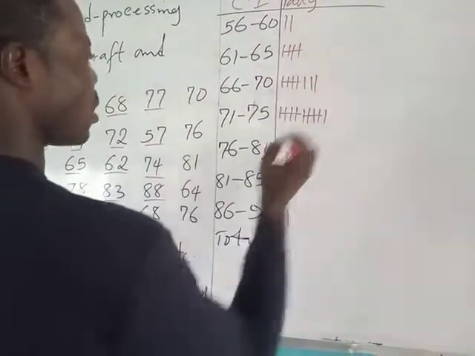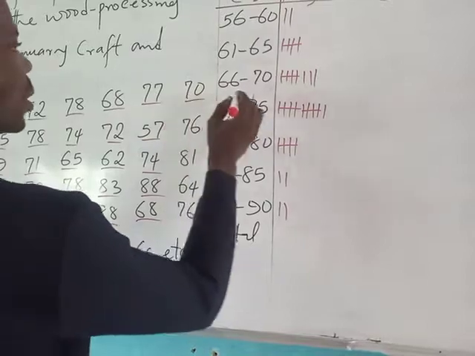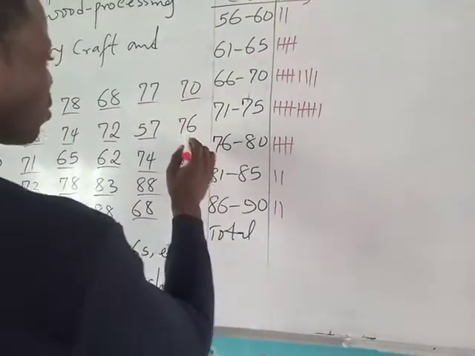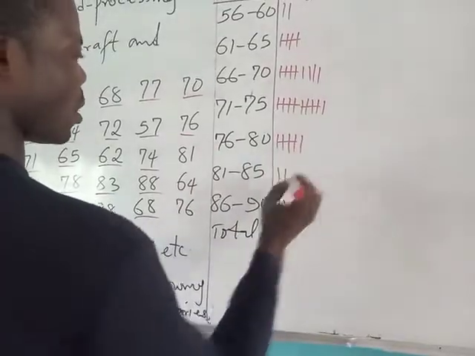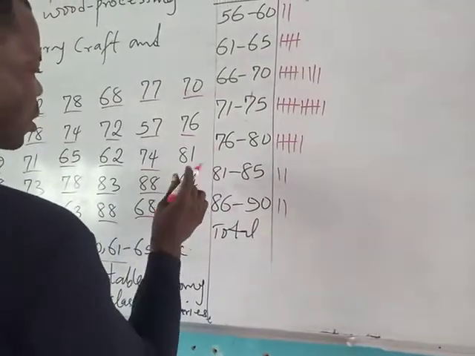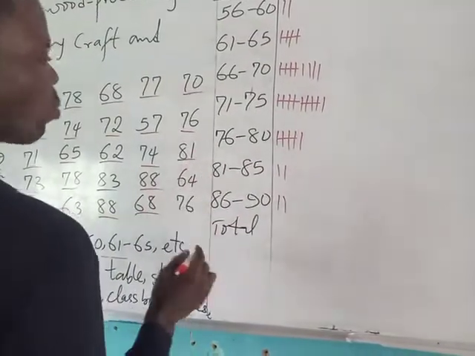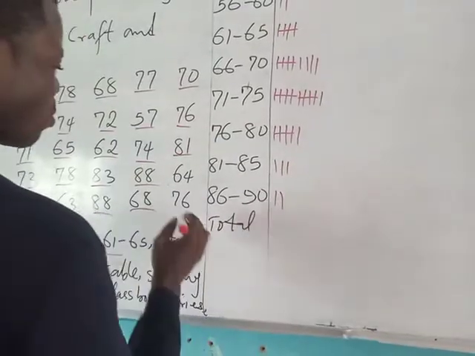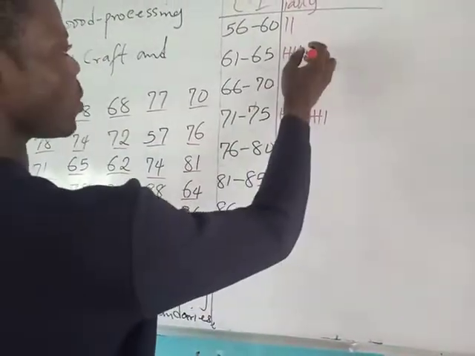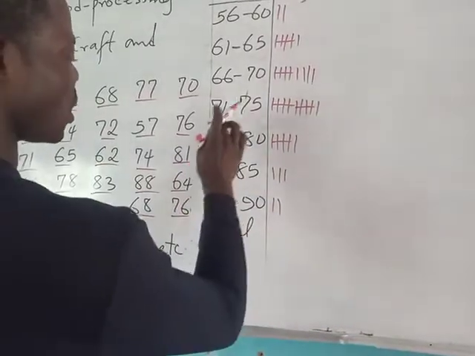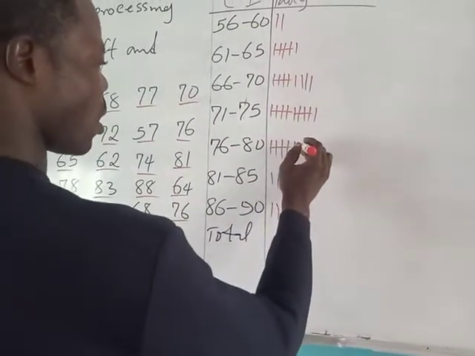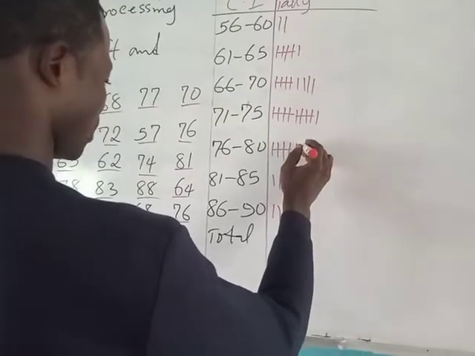68 is here. We have a 70. 70 is here. We have a 76. 76 is here. We have a 60. We have 81. 81 is here. We have 64. 64 is here. We have a 76. 76 is here. So we have 76 here.